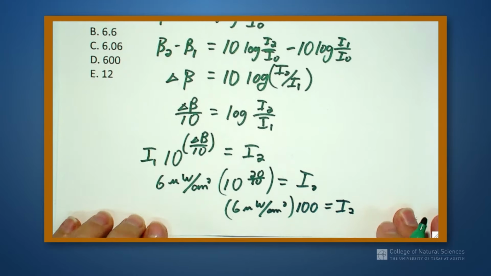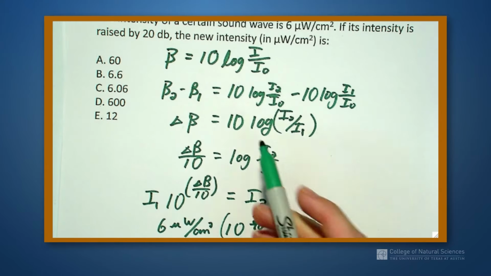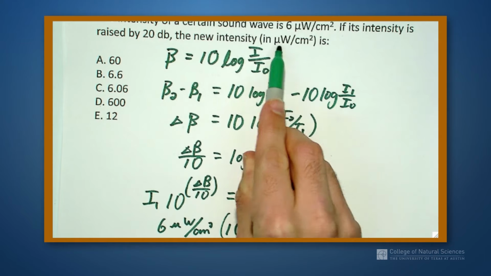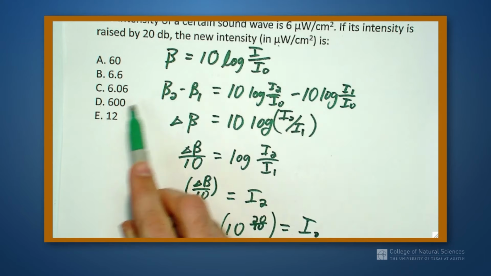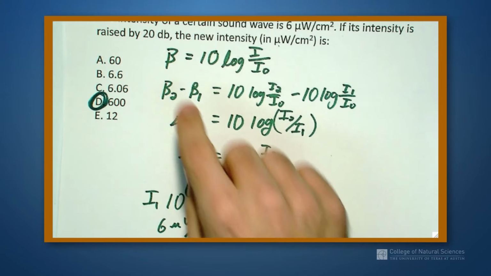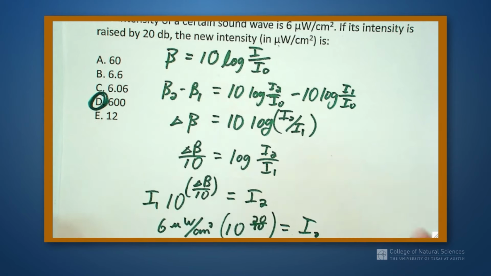So when I look at my answer, it is 100 times my original. If it's 6 microwatts and I want my new answer in microwatts per centimeter squared, then it's going to be 600. So a 20 decibel reading increases the actual intensity, the actual power that's hitting a certain area, by 100 times.